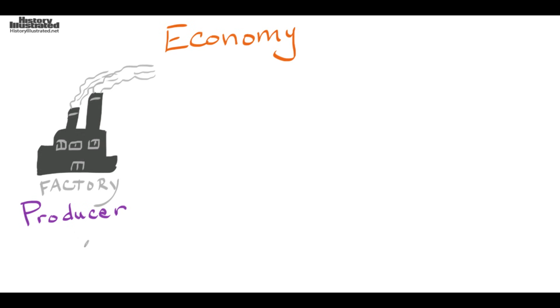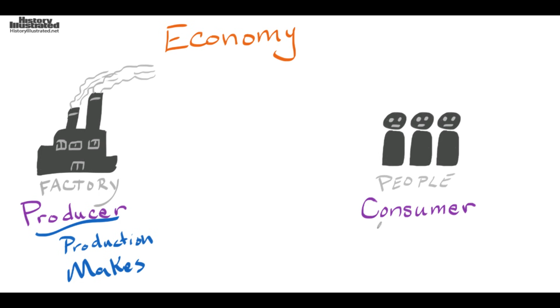I have drawn a factory here because they are a producer, and this is one of the key words here, producer or production. Somebody that basically makes things. So I'm going to write makes here. Somebody or something that makes things. Now, these people that are making things have to be able to give these things to somebody that wants them. So I'm just going to use people here. They're going to be a consumer, which means they buy things.